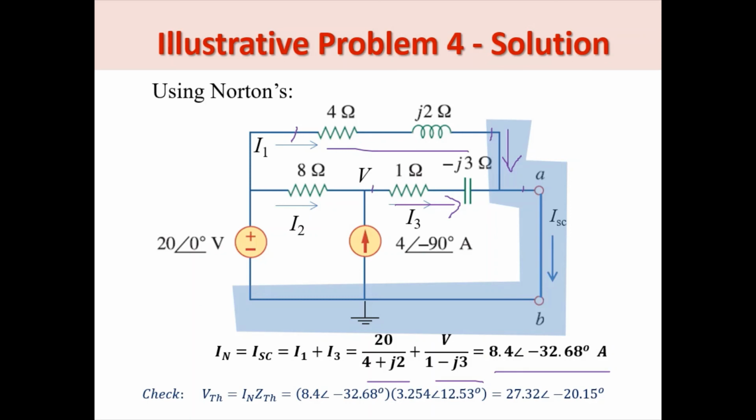For peace of mind, we can check whether I sub n is correct by using the equations in case 3, which states that VTH can also be found by multiplying I sub n with ZTH, which we will get to be 27.32, which is the same as the VTH that we found earlier. Thank you.